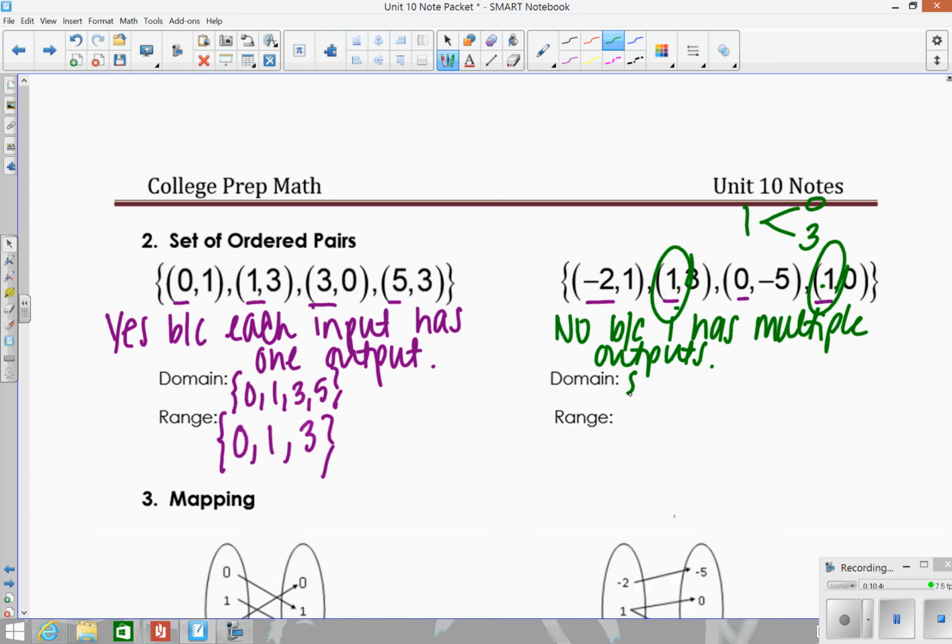We can still write our domain and range though. So I'm going to start with the smallest number, so -2 for the x value, 0 and 1. And then the range, smallest is going to be -5. Then we have 0, 1, and 3.